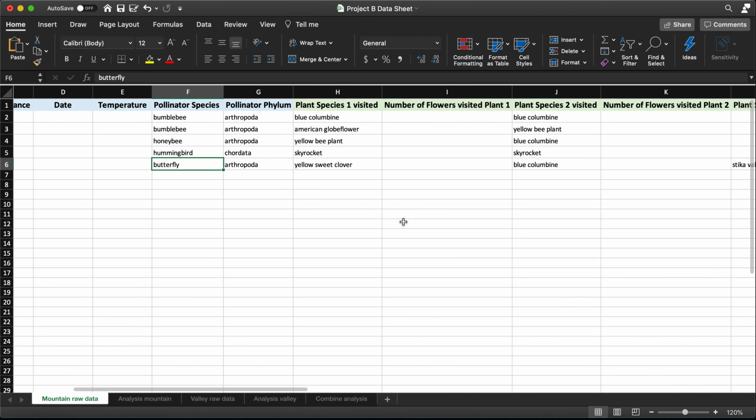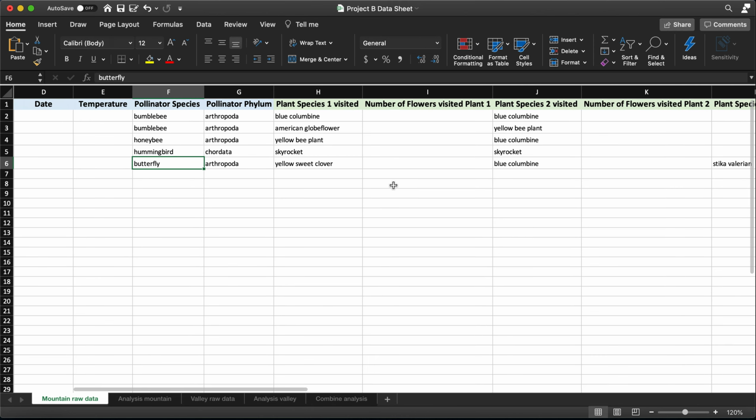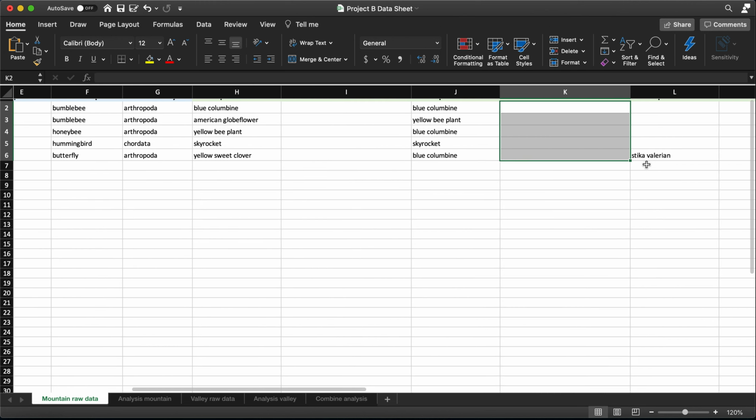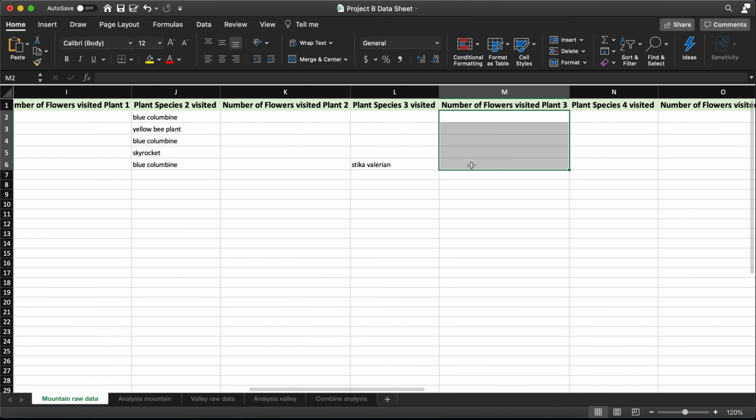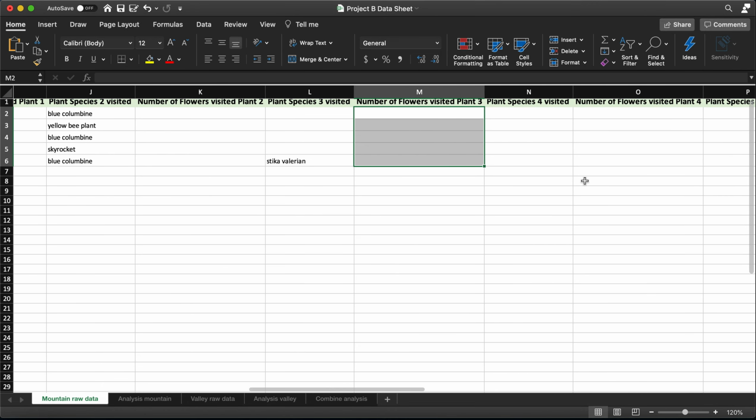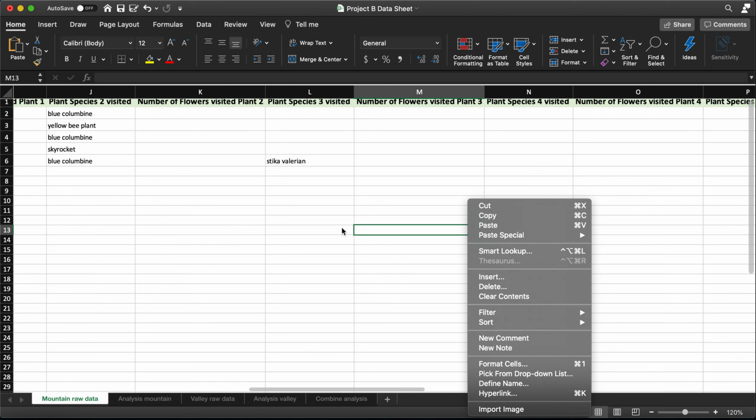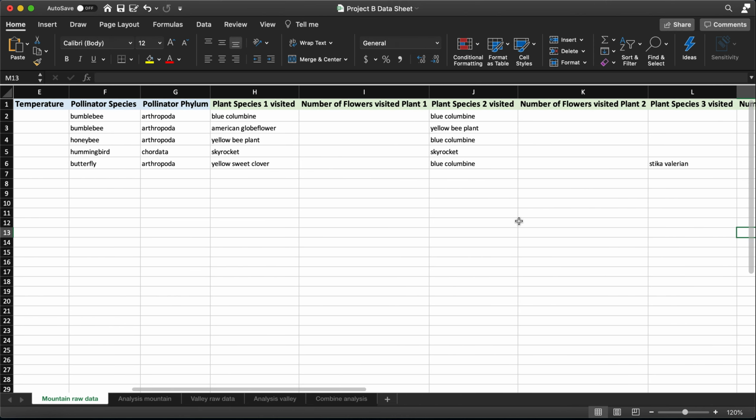Okay, so you're gonna be doing this in your data, and basically this is the data sheet that we provided you, so you should be having something pretty similar. And the only thing that is not required is basically this here, but again, if you have it, feel free. Okay, if you have more plant species that a particular pollinator visited, then please put that information there. And again, this was just from one location, which is the mountains.